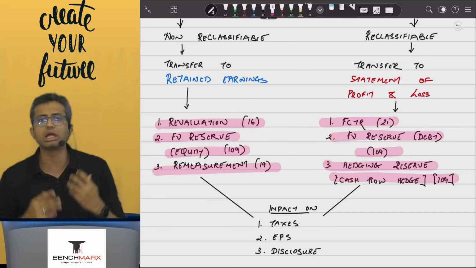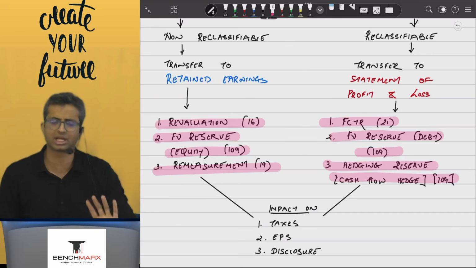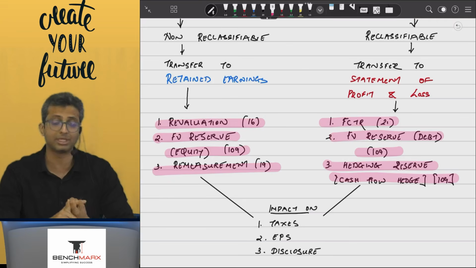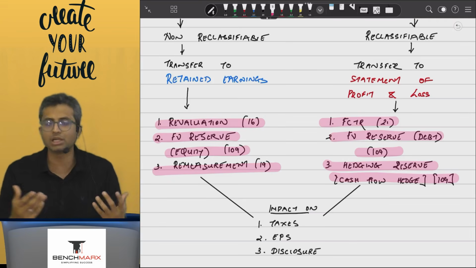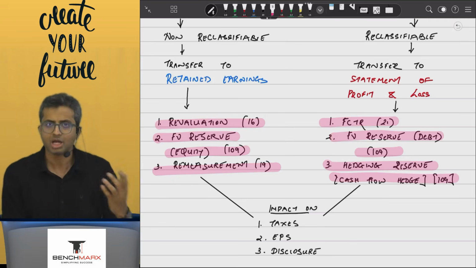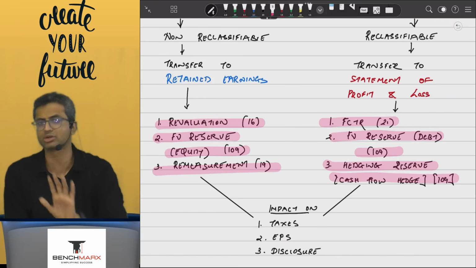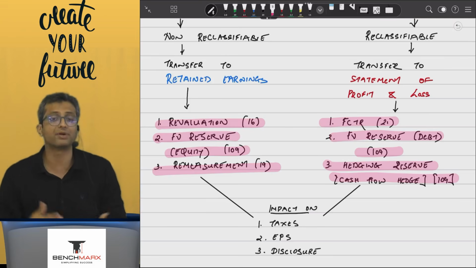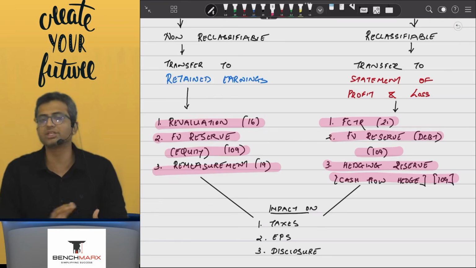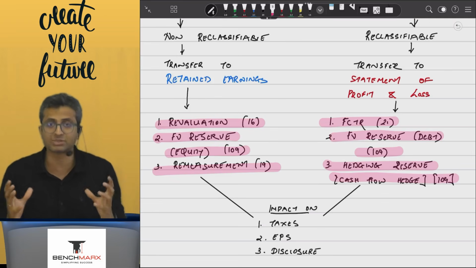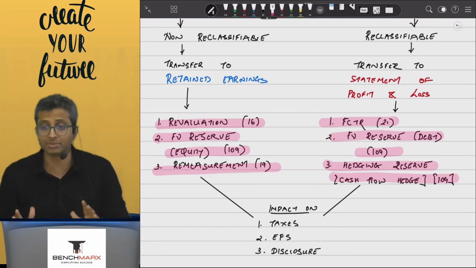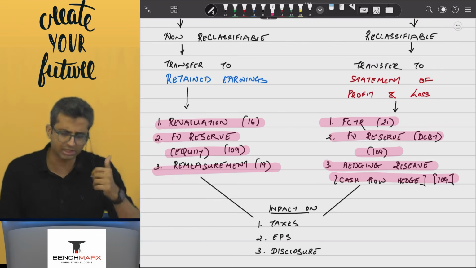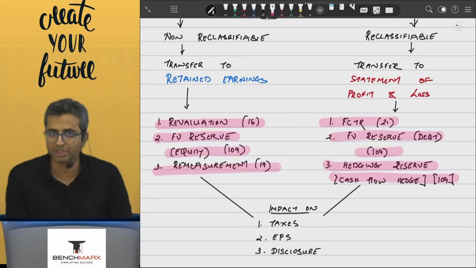So the general understanding over here is, in case of a non-reclassifiable OCI, on the happening of certain events, which may be a sale in case of PPE, or a sale in case of an investment, or settlement of a liability in case of an actuarial liability, or in case of a reclassifiable reserve, sale of a foreign subsidiary, or sale of a debt investment, or receiving the cash flow for which the hedge was taken. These are specific items, and on the happening of these items, the balance in the reserve, which was an other comprehensive income item, will be transferred either to retained earnings or to the statement of profit and loss.